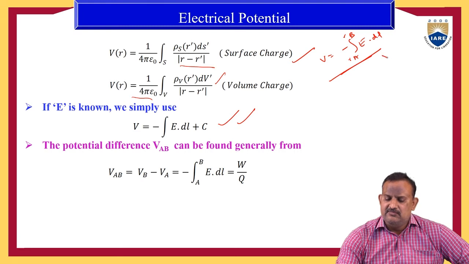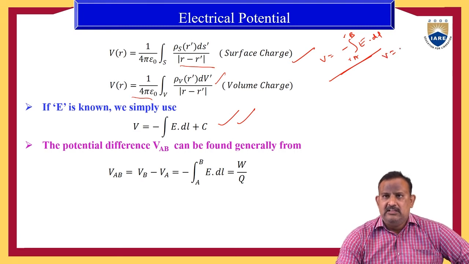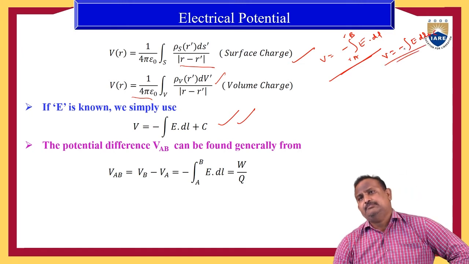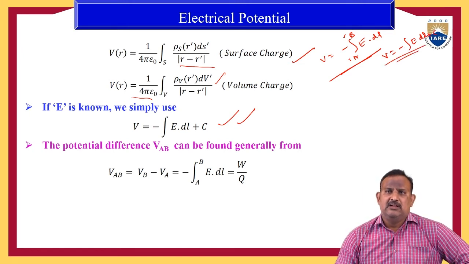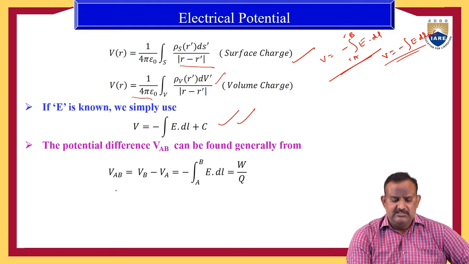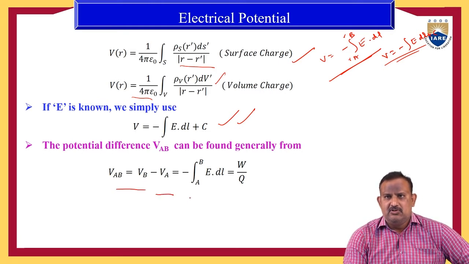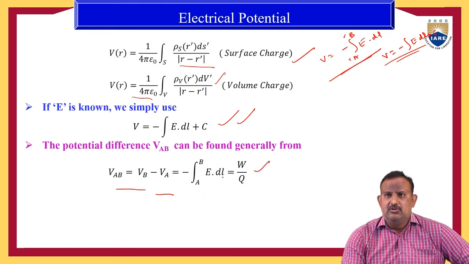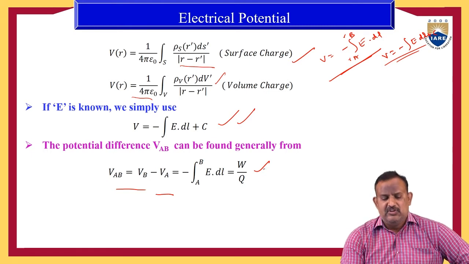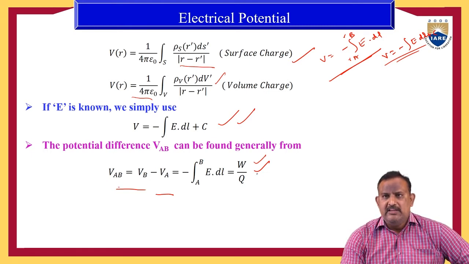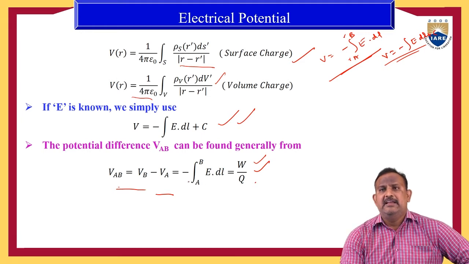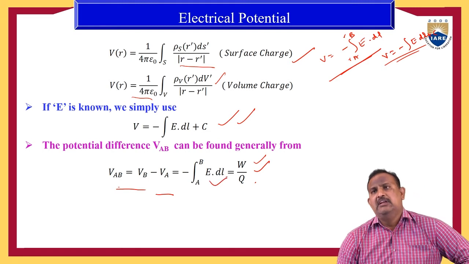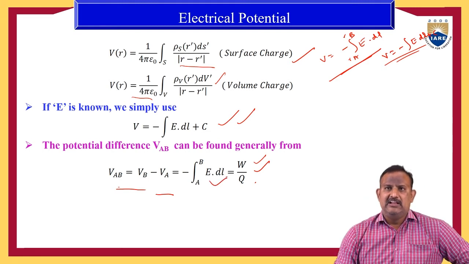So the general expression is V is equal to minus integral E into dl plus C, where C is a constant. And the potential difference VAB can be expressed as VAB is equal to VB minus VA, which is equal to minus integral A to B E into dl. We know that the work done per unit charge, therefore VAB is equal to W by Q, which is equal to again minus integral A to B E into dl, where E is the electric field intensity. So this is about the electric potential.